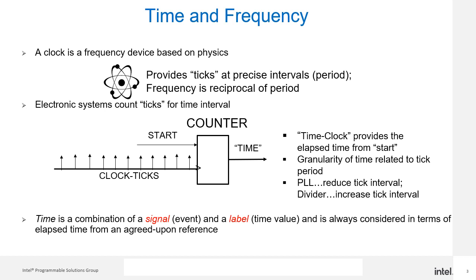So from a given starting point, a time clock provides elapsed time by counting the number of clock ticks from the start. The granularity of time you can present is related to the tick period, and we can use PLLs to reduce the tick interval or increase the tick rate, and/or use dividers to increase the tick interval by reducing the rate. So consequently, we can think of time as a combination of the event, that's the instant that we're looking at the time value, and the time value is essentially the elapsed time from an agreed upon starting point.